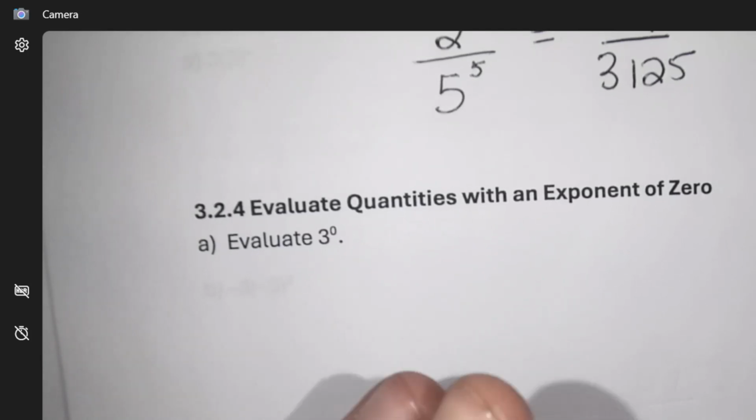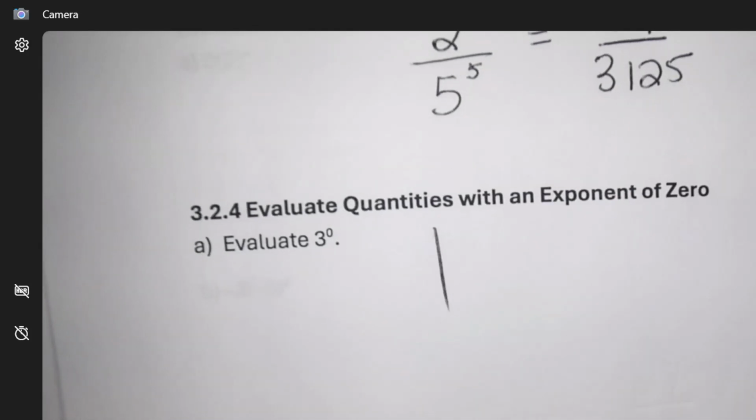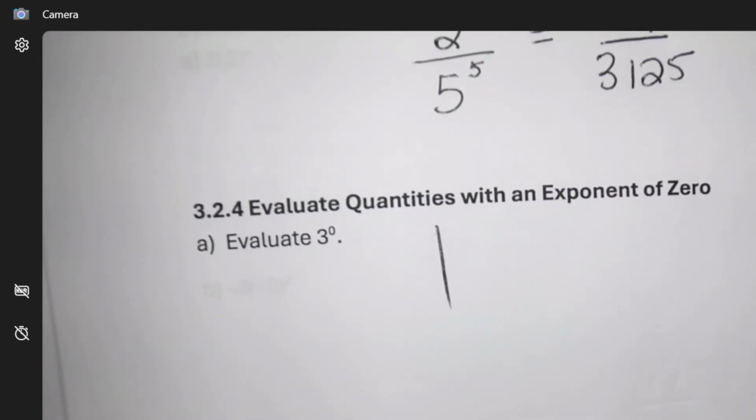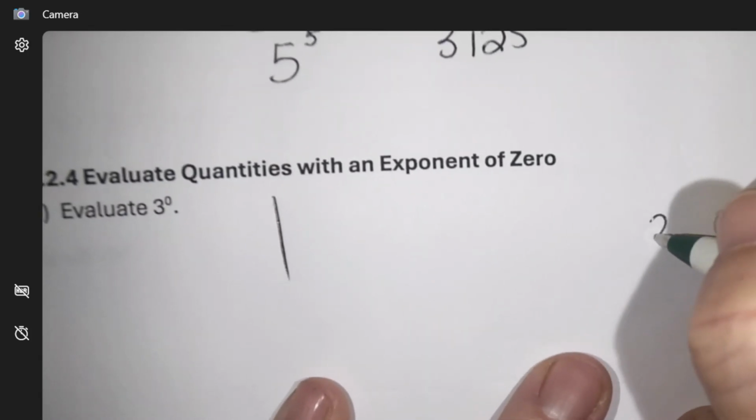What is anything to the 0? 0? No. Nothing? 1. That's it. So easy. Why? I actually didn't know. I'm going to explain to you why it happens. Let's see if it clicks in your brain. I'm going to give an example like this.